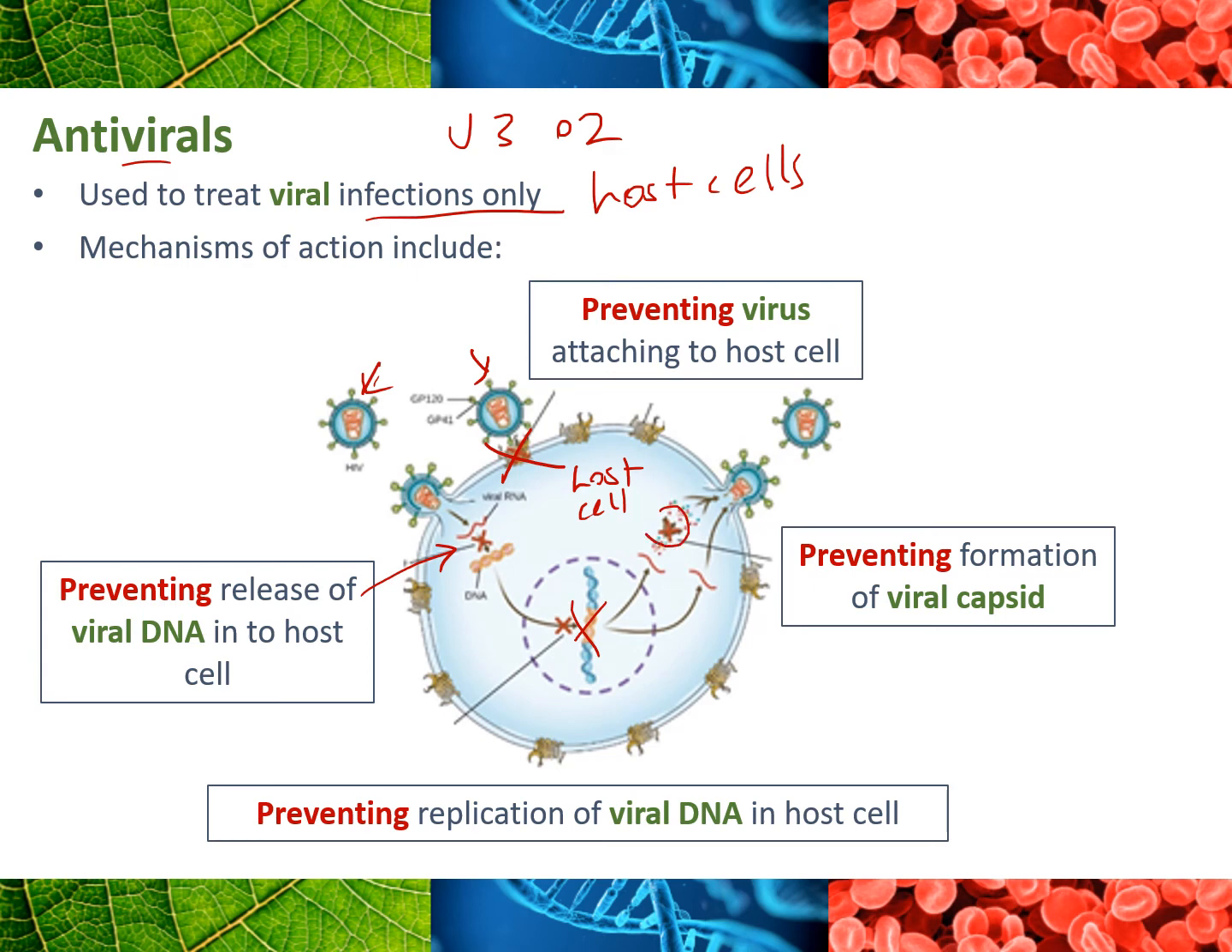Or they can work by preventing the formation of a new capsid. So remember, the capsid is that kind of shell around a virus. Without the capsid, it's just floating genetic material. It's not going to be able to travel. So preventing that capsid would mean that the virus is non-functional. Okay, so 4 different actions of antivirals.